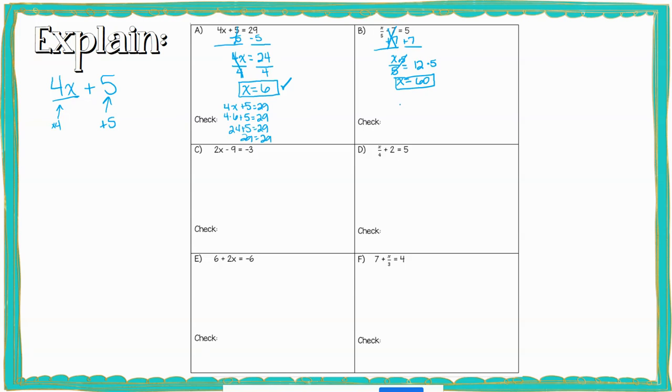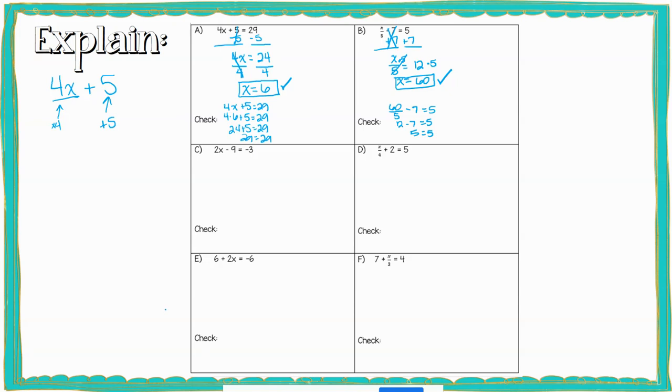I can check this by plugging it in my equation. My equation said x over 5, so I got 60 for x, so it's 60 over 5, then minus 7 equals 5. Well, 60 divided by 5 is 12. So then the rest of my equation says minus 7 equals 5. 12 minus 7 is 5, and since I get 5 equals 5, that means that my equation is balanced, so my answer of 60 is correct. Now let's look at C.